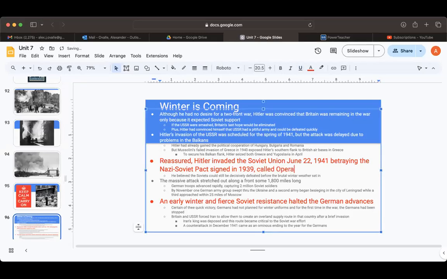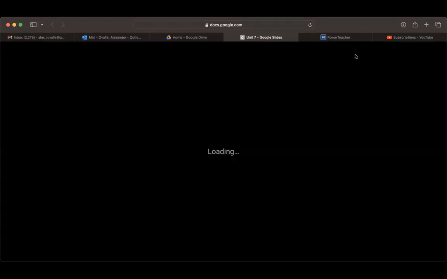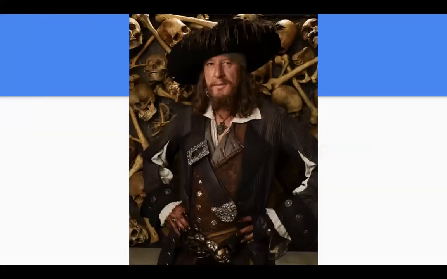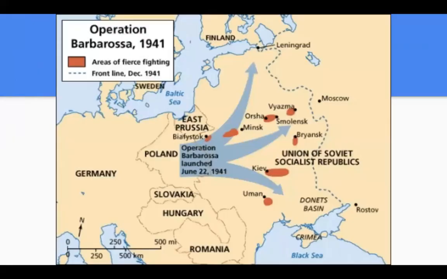Called Operation Barbarossa. Yeah, you're gonna need to know that. So, Operation Barbarossa, Operation Sea Lion, all these operations. So you might be thinking, why that? That's Captain Barbossa, not Barbarossa. Operation Barbarossa, and this is the 18th.